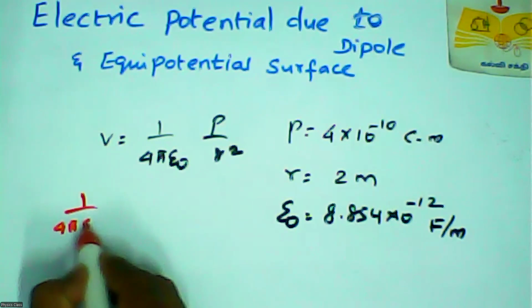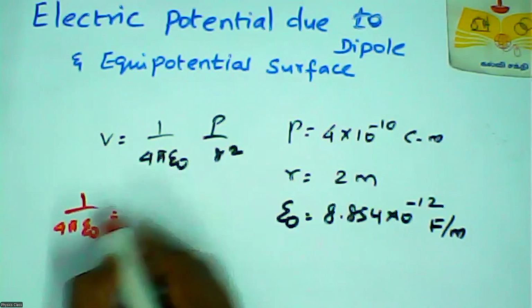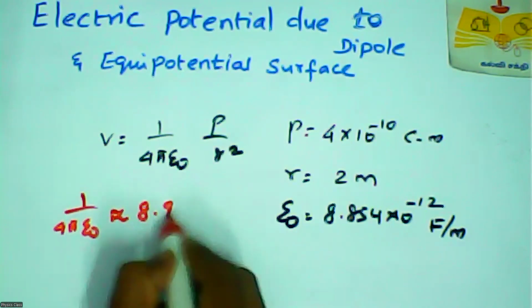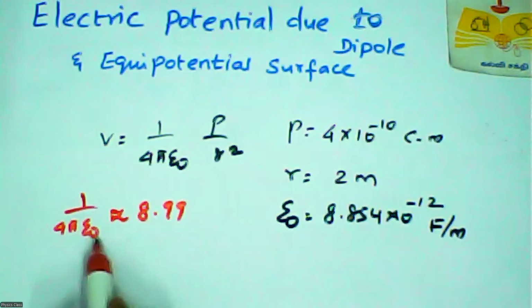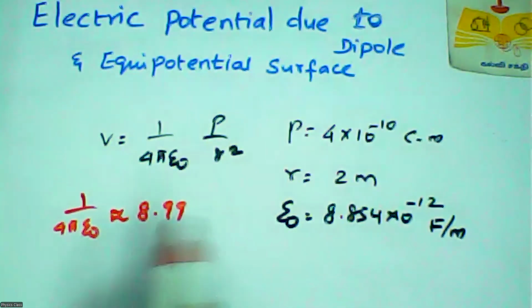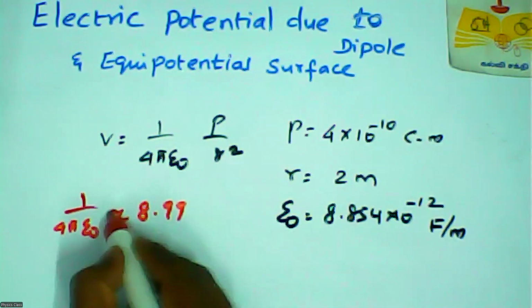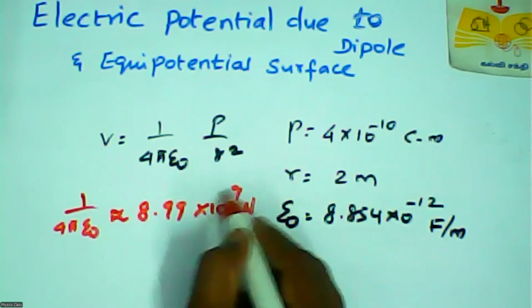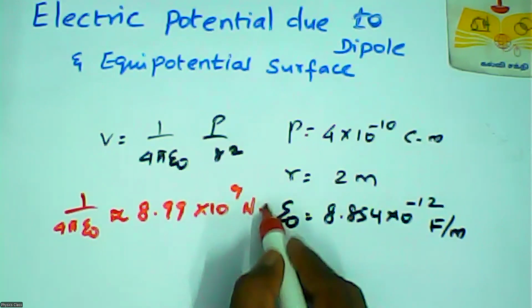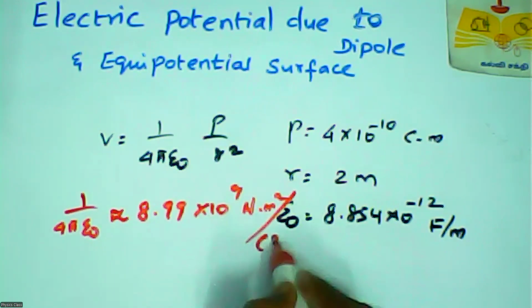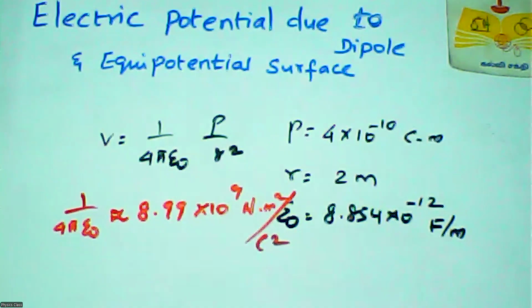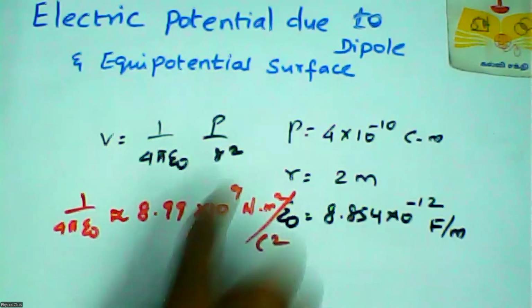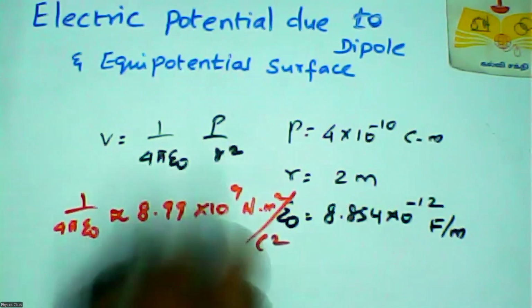We know that 1 by 4 pi epsilon naught is approximately 8.99, because 1 by 4 pi epsilon naught with 8.85 into 10 power minus 12 gives 8.99 into 10 power 9 Newton meter square per coulomb square. This is the value for 1 by 4 pi epsilon naught, so we can directly place that value in the equation.